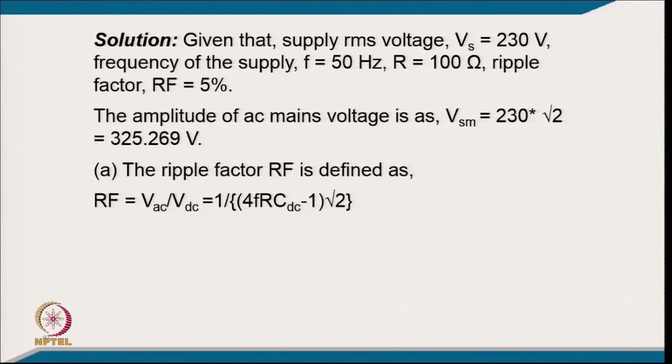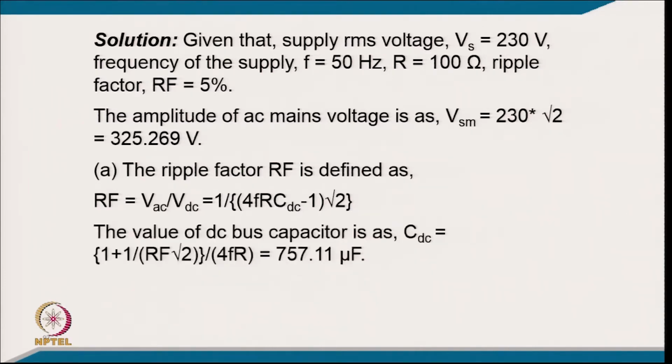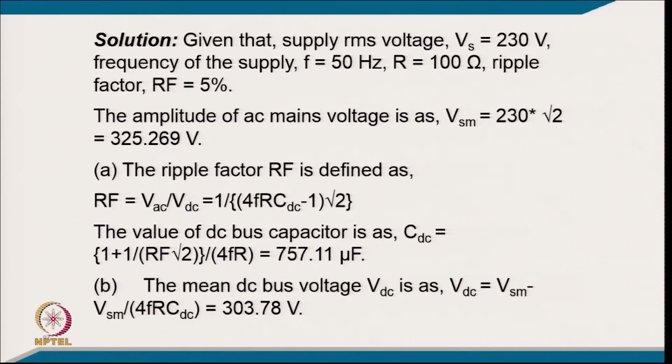After derivation, the relation comes as 1 upon, in bracket, 4 f R C minus 1, into root 2. Putting in the values of all the factors, from this relation we can find the value of the capacitor, which comes to about 757.11 microfarad. The mean or average DC link voltage is VDC equal to VSM minus VSM by 4 f R C, so that comes to 303.78 volt.